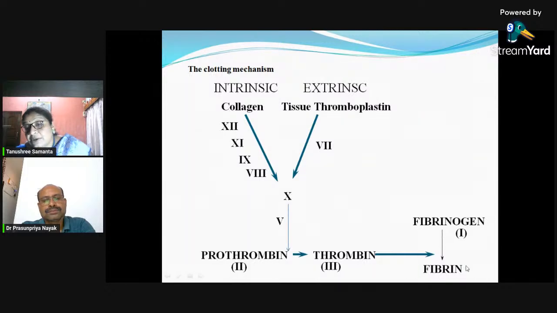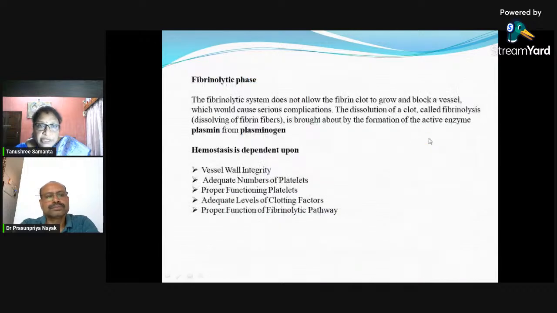And now see, this clot shouldn't increase, but if it increases and blocks the blood vessels, it is going to create some problem. So for that, nature has planned another enzyme, that is plasmin, which comes from plasminogen. All these enzymes, all these factors, they are always in inactive forms, and only when they are required, they are converted into the active forms. That's the beauty of nature, actually.